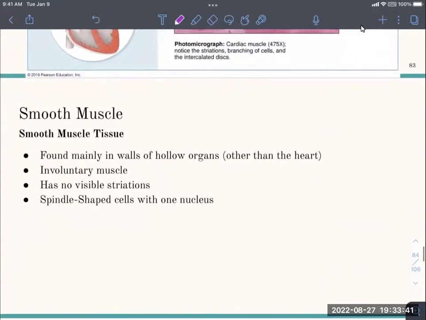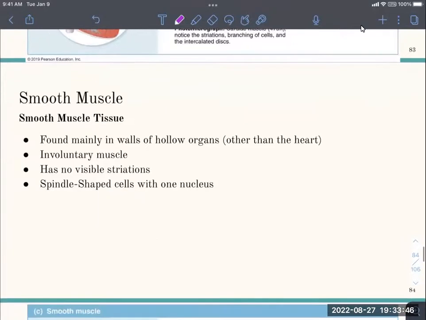Smooth muscle. That's another muscle we do not have control over. We cannot tell our intestines to move something through faster or slower. We cannot tell our bladder to stop stretching. So smooth muscle is usually found in the walls of mostly hollow organs. Not our heart, but other hollow organs. Smooth muscle, on the other hand, does not have visible striations, but they're spindle type cells with one nucleus.